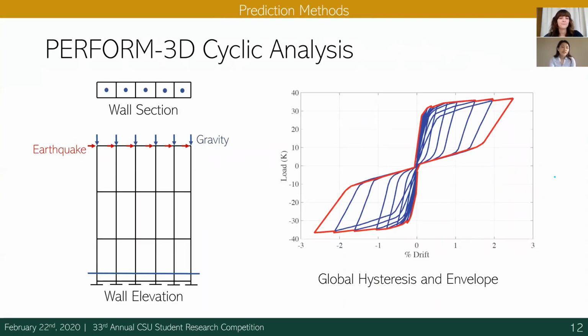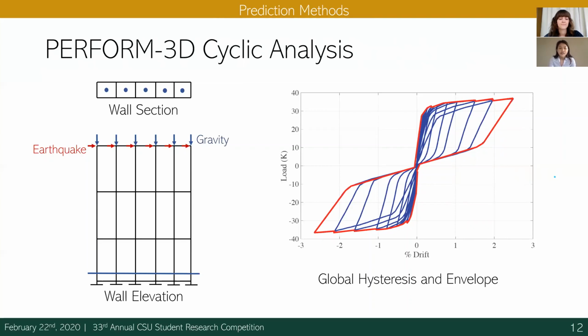The third analysis method we pursue is on an analysis program called Perform 3D. This is a sophisticated nonlinear analysis program that allowed us to model the wall as a cantilever. We're able to distribute earthquake loading and gravity loading throughout the top of the wall. We're also able to break the wall up into smaller cross sections that allowed us to embed steel fiber and concrete fiber to capture the geometry more accurately.